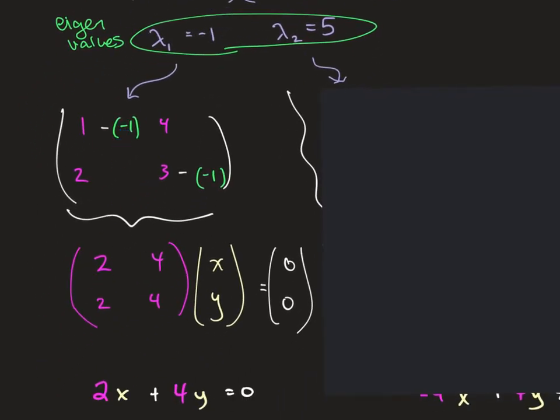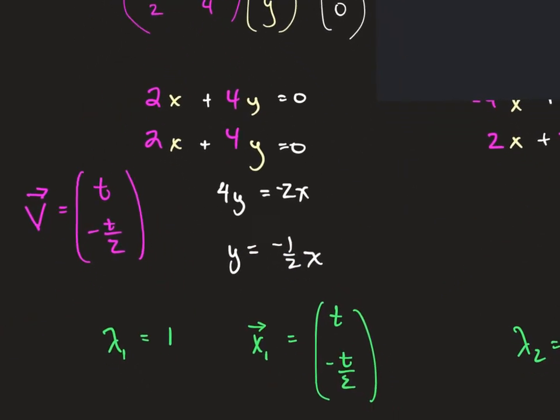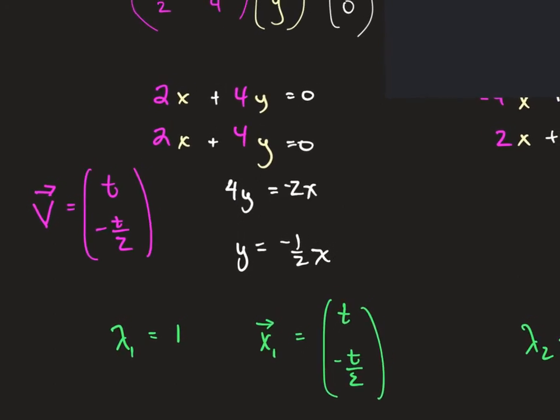1 minus -1 is 2, 3 minus -1 is 4, the 4 drops down, the 2 drops down, and this gives me 2 equations that happen to be the same in this case. They should have the same solution, regardless of if they're the same or not. These ones will be the same. And then if I solve these equations, subtracting 2x, dividing by 4, I get y is equal to -1/2 x. And that gives us the vector, and I just said here, we could call it v instead of x, because that would be less confusing.